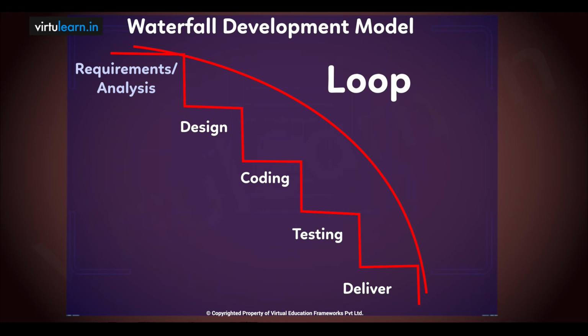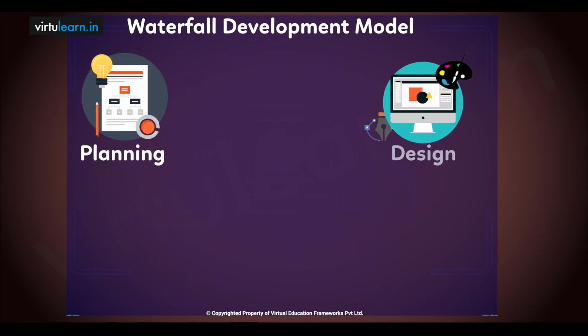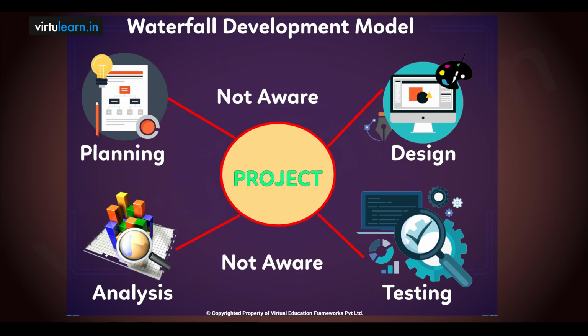And also, if you look at throughout the development process, what is happening? Not every one of these teams knows. If you look at the planning teams, design teams, analysis teams, testing teams, they are not aware of exactly what is happening across the project. That means there is a disconnect in the collaboration and communication among different stakeholders of the project here.